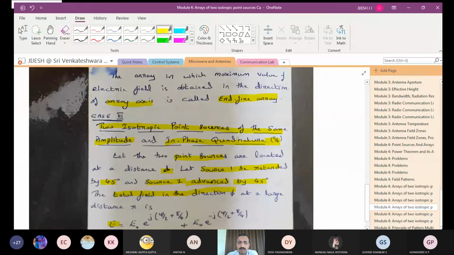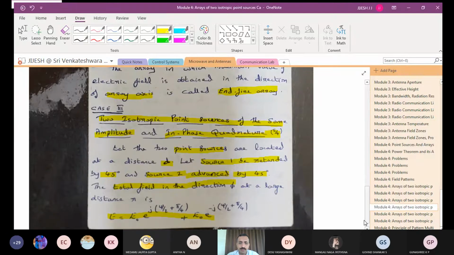The total field can be written using the equation E is equal to, as we have written the equations for case 1 and case 2 as well. Similar to that, you can write the equation for case 3. E is equal to E naught e to the power of j (psi by 2 plus pi by 4) plus E naught e to the power of minus j (psi by 2 plus pi by 4). That is how you will write the equation for same amplitude and in phase quadrature. Make a note of that equation, then we will proceed further.